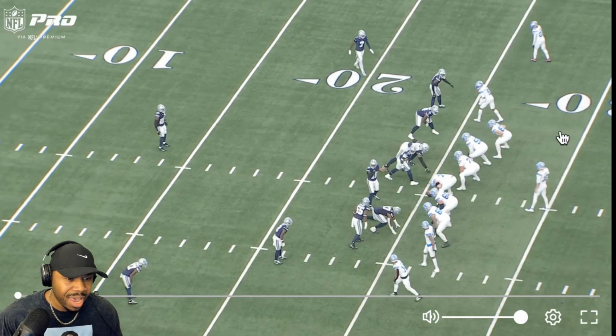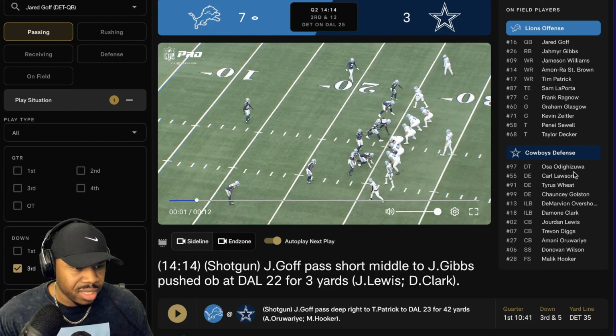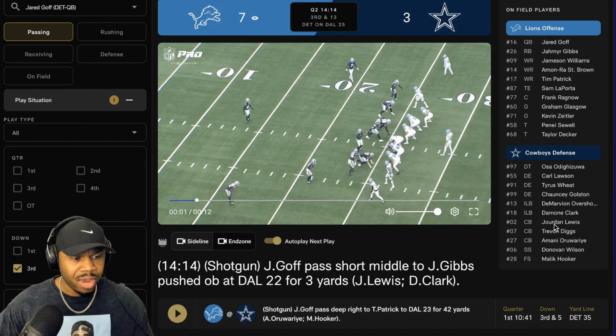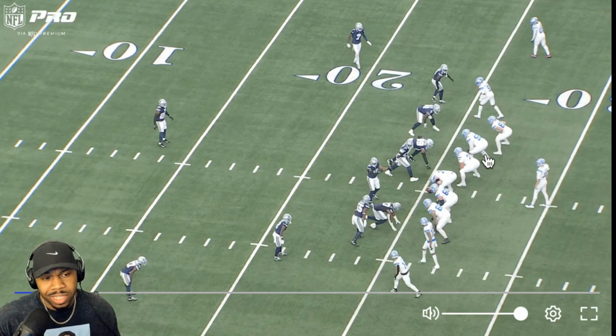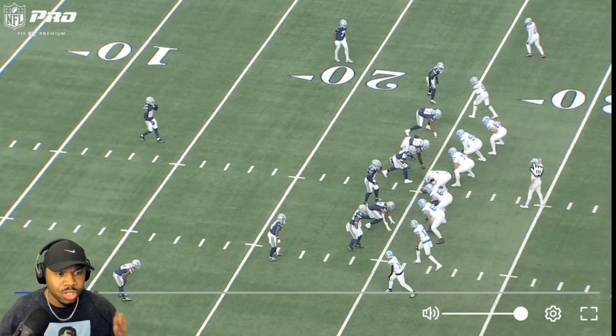So let's see here. Personnel-wise, we have 11 personnel, one back, one tight end, and three receivers. Okay. And Dallas is matching this with 1, 2, 3, 4 down linemen. So some kind of nickel package, right, which is 5 DBs. Which makes sense because it's 3rd and 13, right? But we got empty. So Dallas is showing us their cards.